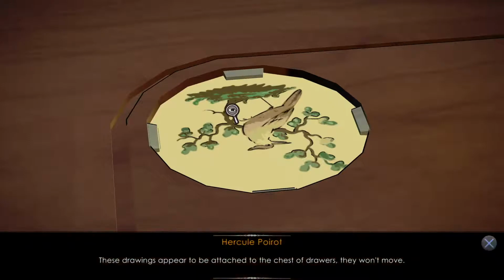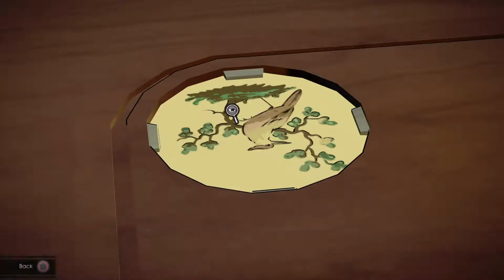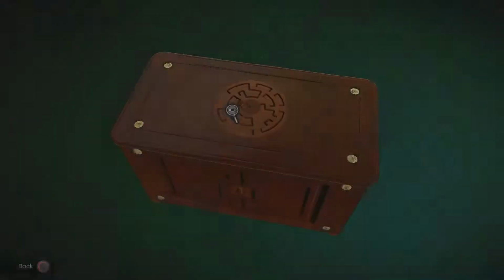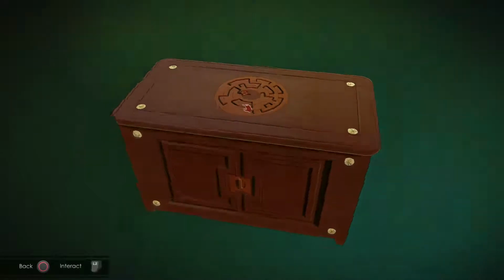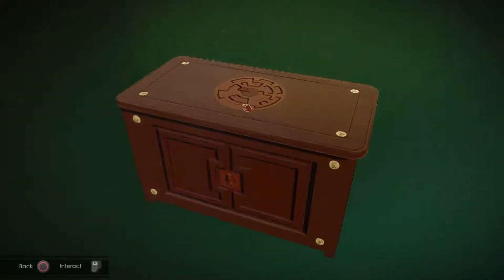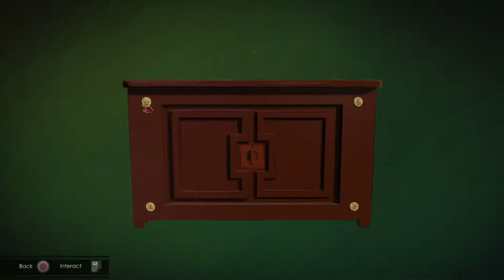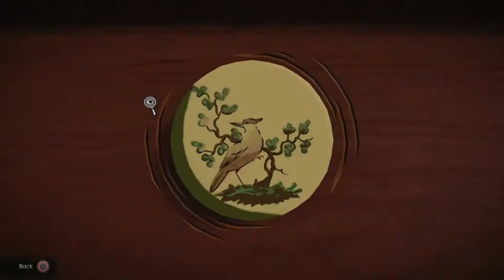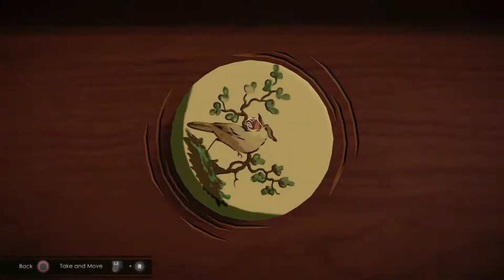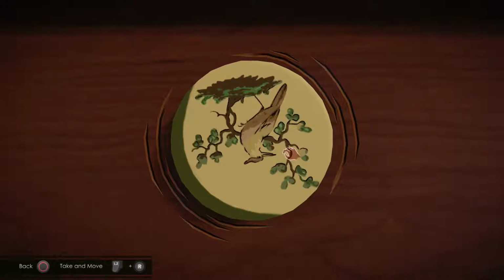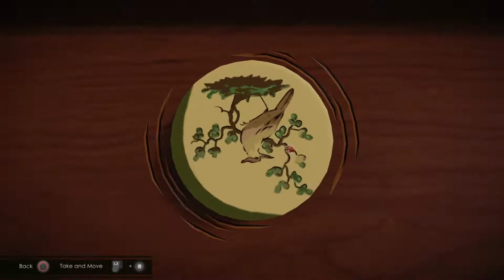These drawings appear to be attached to the chest of drawers. They won't move. Okay. Green upside down. Let's see if we can find the other green one. Oh, can you... So something like that?